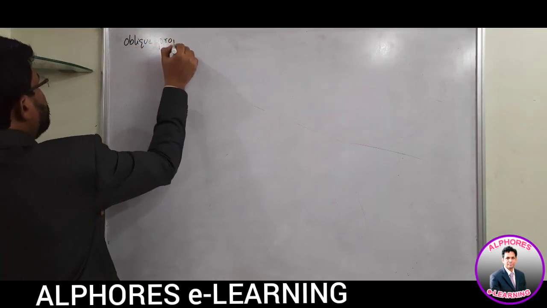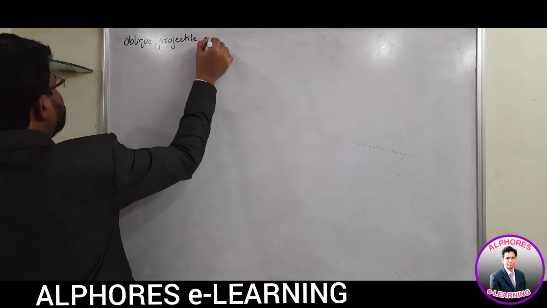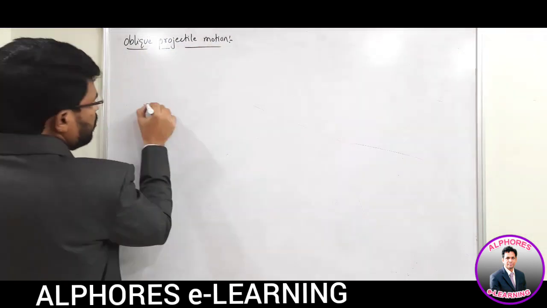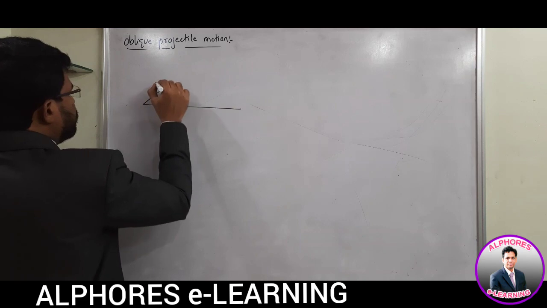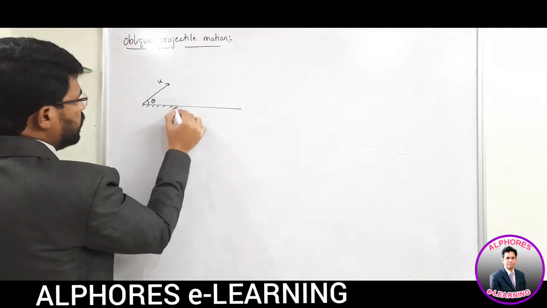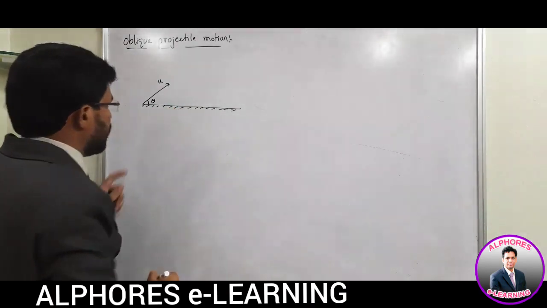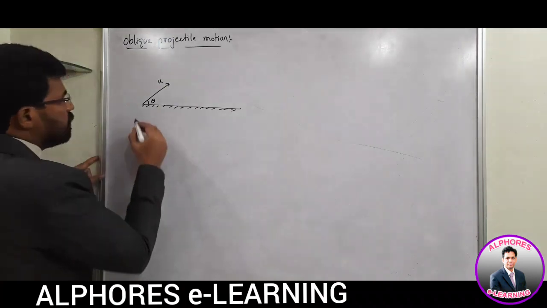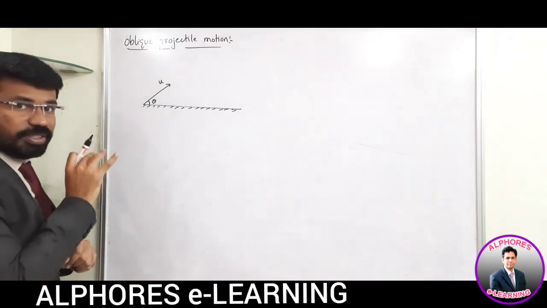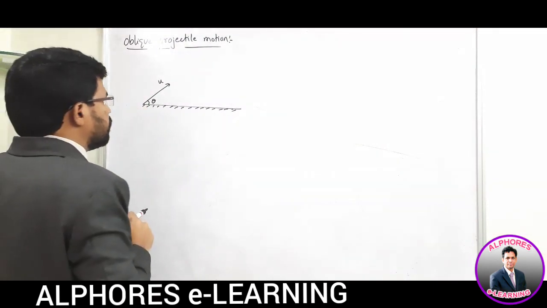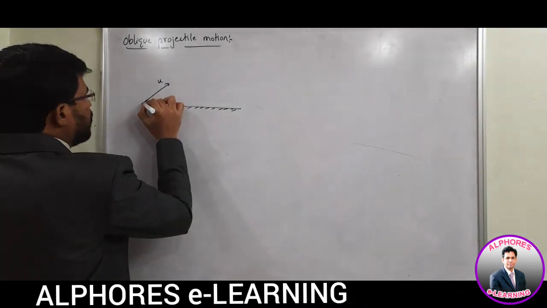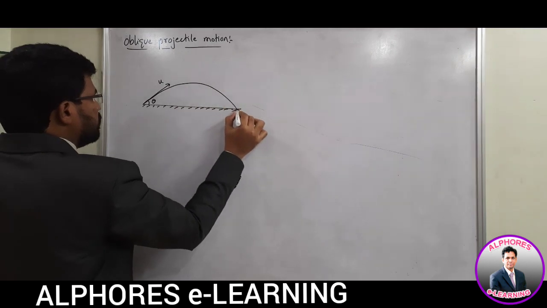Oblique projectile motion. I'm going to consider a body projected with an initial velocity u at an angle theta with the horizontal. So this is the horizontal, or the ground, and it is projected at an angle theta with an initial velocity u. Do you expect this body to move along the direction of initial velocity? No. Once it is released with an initial velocity u, gravity starts controlling the body. So eventually its trajectory will be something like this.